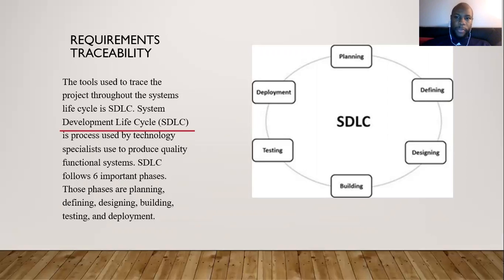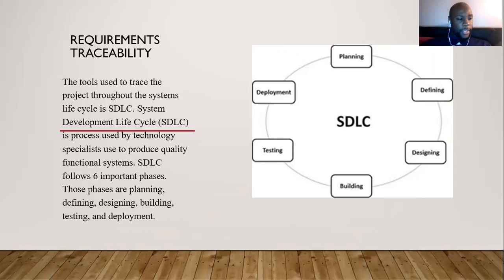Like I said, the first one is called planning. In that stage, you're gathering data and planning your approach. The second stage is defining, and in this stage you're getting approval from the stakeholders to carry on with the system.